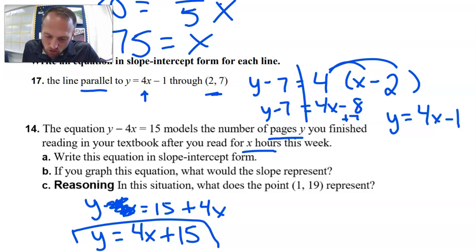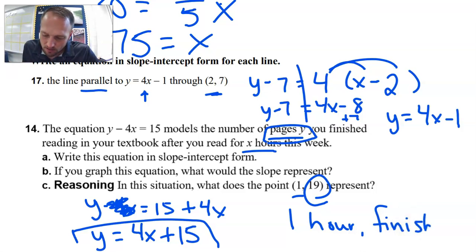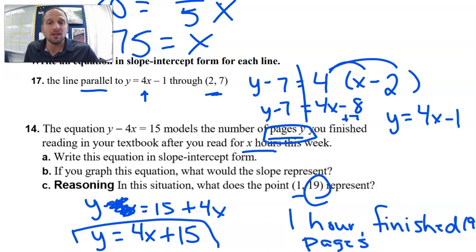Letter C, in this situation, what does the point (1, 19) represent? Well, if you remember our x value, that was 1, and it said earlier that x was hours. So 1 must be 1 hour, and 19 is the number of pages, y, the number of pages you finished reading in your textbook. So after 1 hour, we finished 19 pages. And I'm out of room, but here we go. We'll fit it in there. After 1 hour, we finished 19 pages.